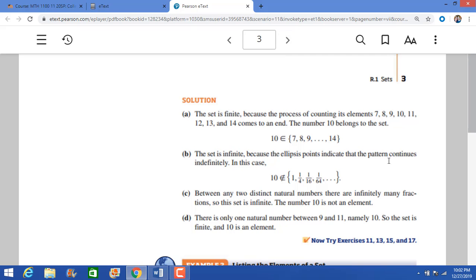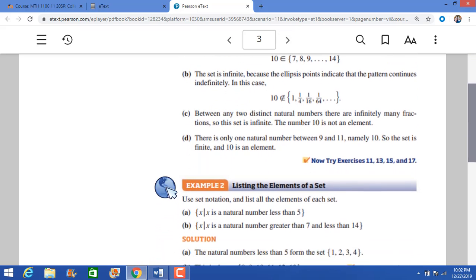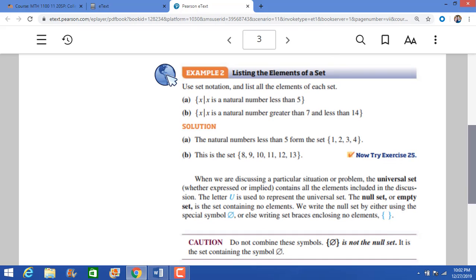Okay, so here are the solutions. Now, what about example 2? It says use set builder notation or set notation and list all the elements of each set.